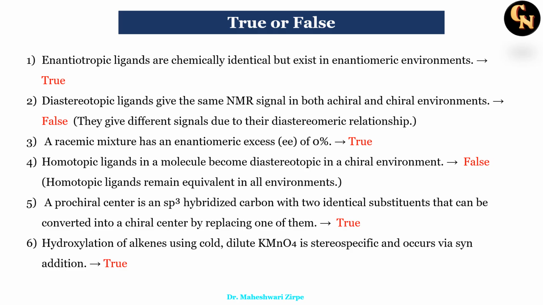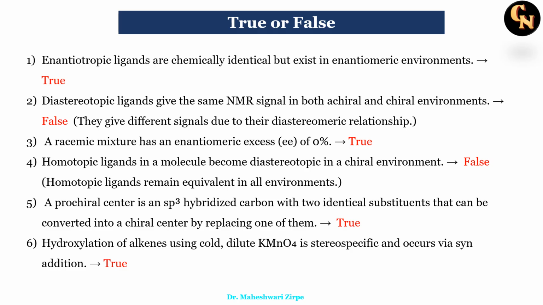Then next is: a racemic mixture has an enantiomeric excess of 0%. So it is a racemic mixture, so obviously the enantiomeric excess cannot be there. So this is true. The statement is true.